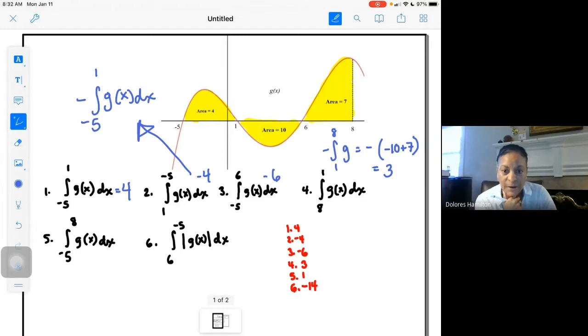Now let's look at 5. That's from -5 to 8. Looks like we're adding everything that is above area-wise, subtracting everything that's below the x-axis. And with 5, that will give us 4 take away 10 plus 7, 1.